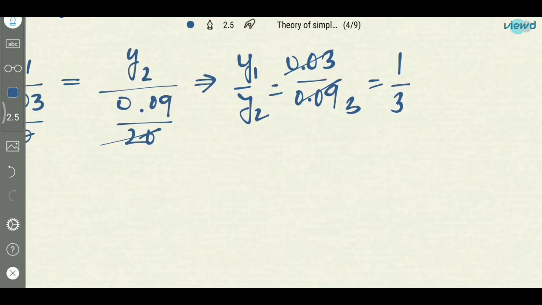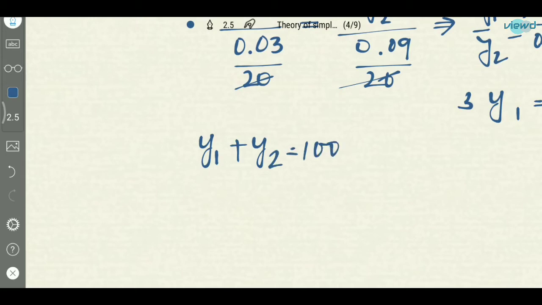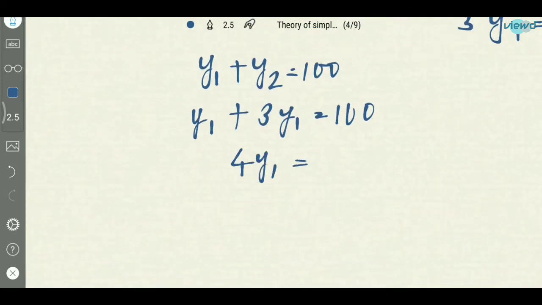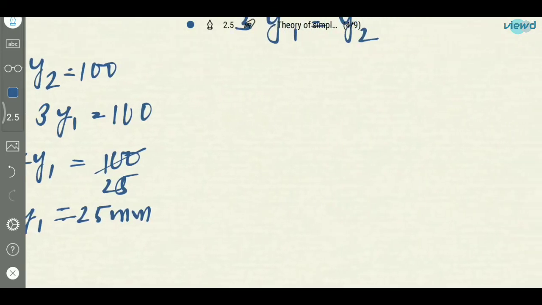And 3y1 is equal to y2. And if we substitute this y2 in y1 plus y2 is equal to 100, then y1 plus 3y1 is equal to 100. So 4y1 is equal to 100. y1 is equal to 25 mm. So we have got y1 is equal to 25 mm. And now we can solve this.